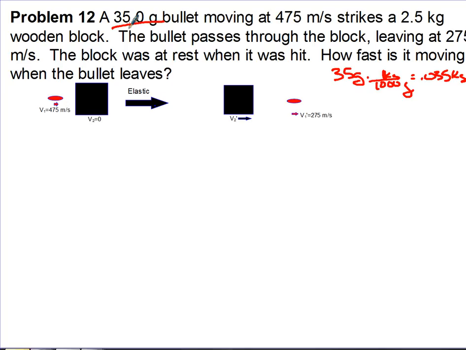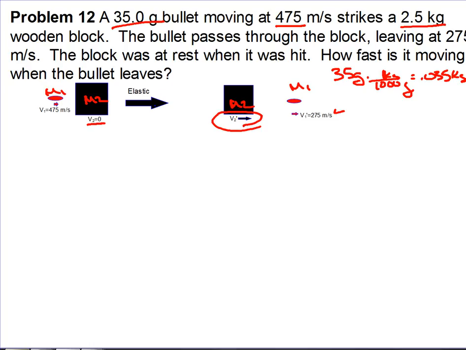Alright, so I have a 35-gram bullet, so that's M1, moving at 475 meters per second, and it hits a mass 2 of 2.5 kilograms. It's a wooden block. The bullet passes through the block, leaving at 275 meters per second. So this is M2, that's M1. The block was at rest, so the initial velocity of the block was 0. How fast is the block moving when the bullet leaves?